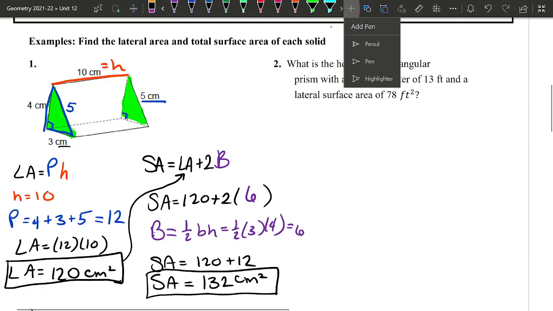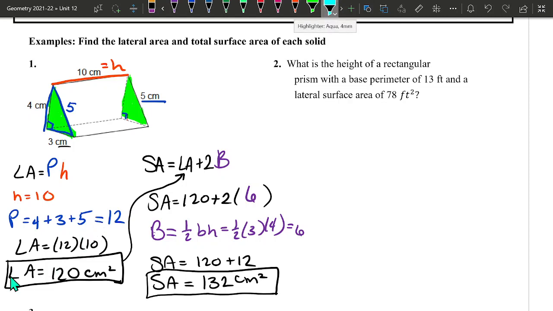So again, once you find the lateral area and you're asked for the surface area, all you have to do is take the lateral area and then add the area of the bases. There are 2 bases for a prism, so it's 2 times the area of the base.